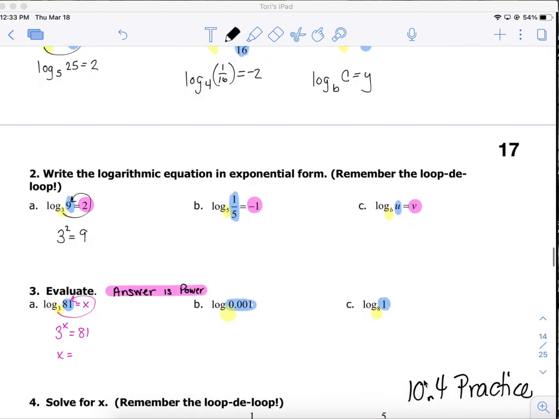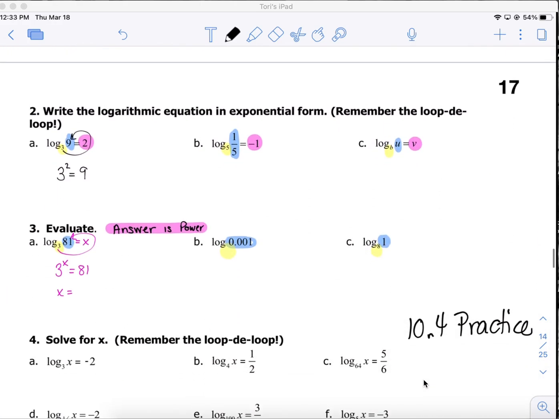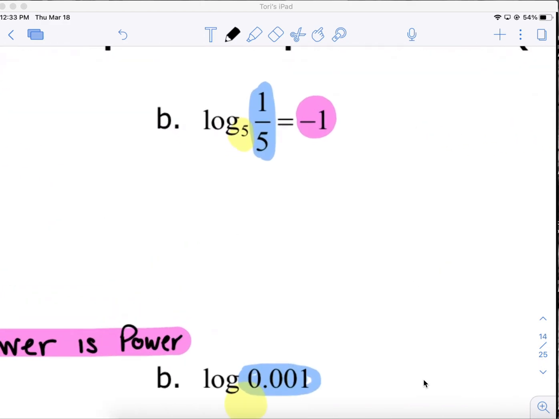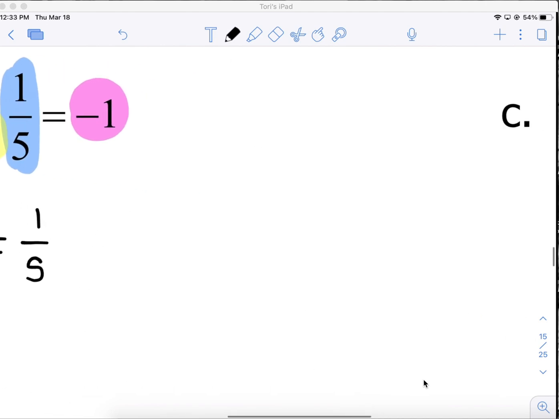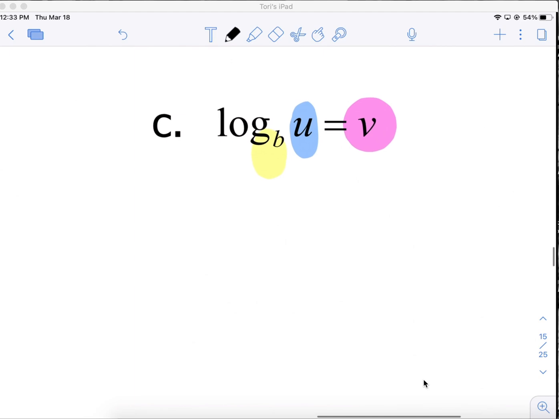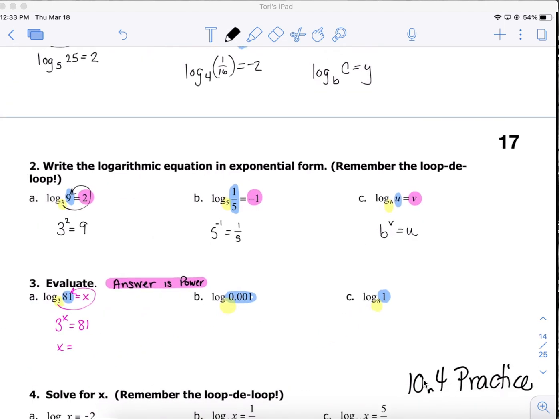Why don't you pause the screen and try section 2, A, B, C, and section 3, A, B, C, and let's compare at the end. If I'm having you check B, you should have 5 to the negative 1 equals 1/5. For C, you should have B to the V equals U. If you got B and C right, then you were probably on the right track.